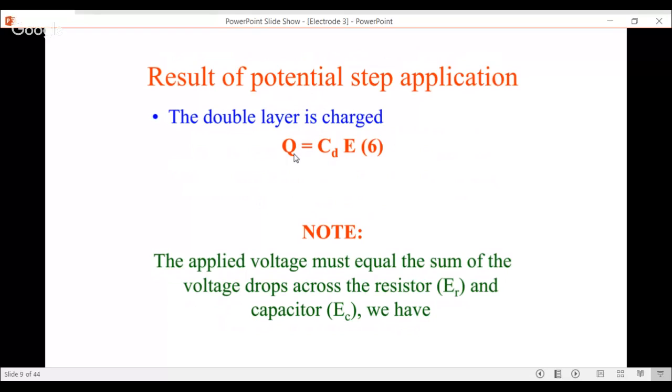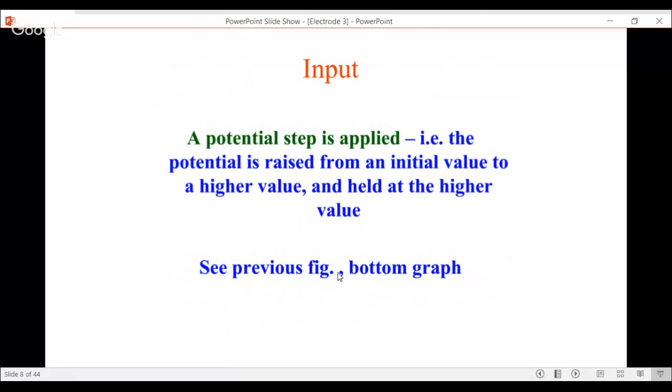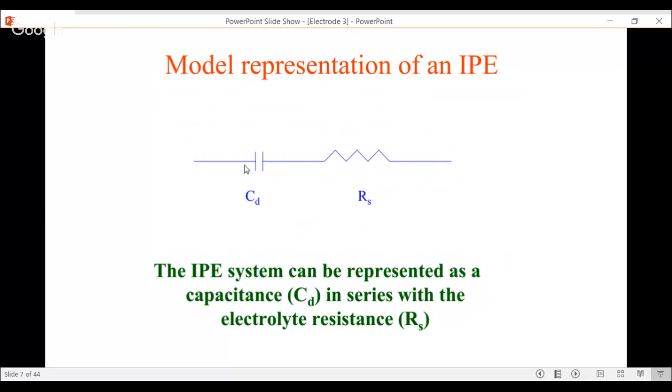We are going to see what the double layer is a little later, maybe in another one or two presentations. Q, the charge stored in a capacitor, is the capacitance into the voltage. This is equation 6. The applied voltage must be equal to the sum of the voltage drops across the resistor and capacitor. This was a question asked. Suppose I were to measure with a potentiometer or a voltmeter the potential drop across the capacitor and across the resistor.